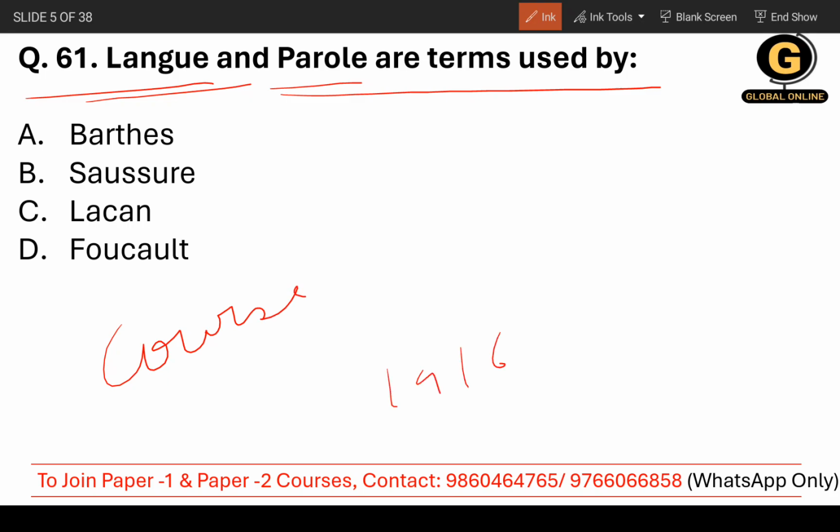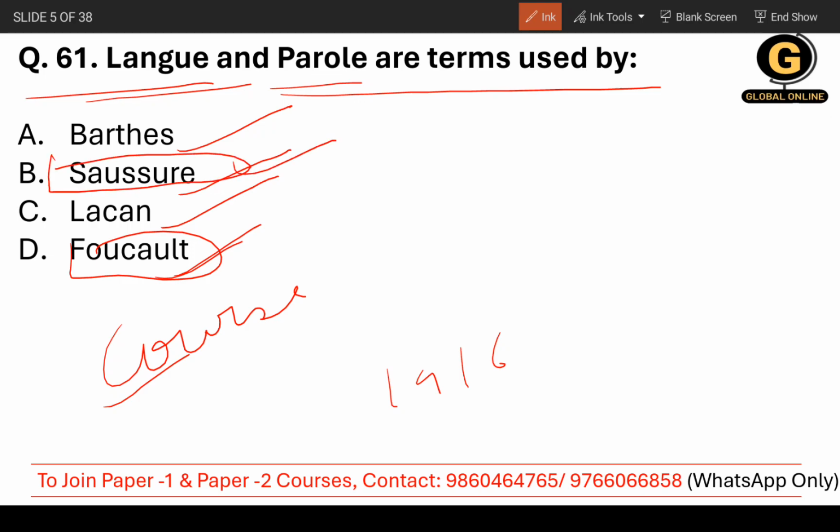1916. So who is the author? Roland Barthes, Ferdinand de Saussure, Jacques Lacan, or Michel Foucault. Basically, it is Ferdinand de Saussure, and this is Michel Foucault. So who's the writer? Course in General Linguistics was written by Ferdinand de Saussure. The second one is the correct answer. Who gave the terms langue and parole?